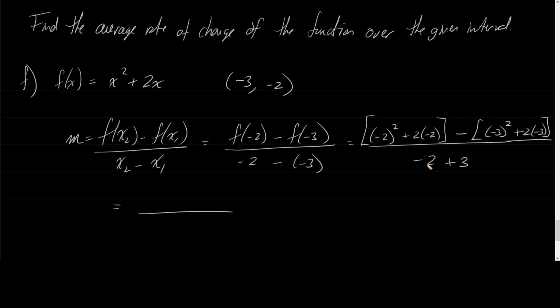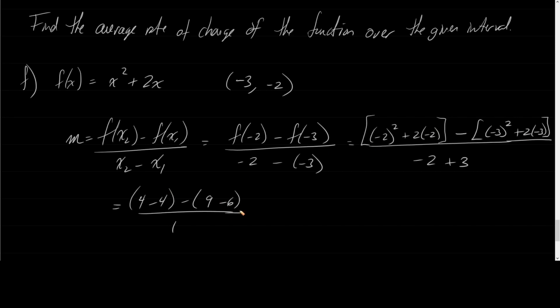On the bottom, what does that give us? Negative 2 plus 3 is just 1. On the top, negative 2 squared is 4. 2 times negative 2 is negative 4. Minus negative 3 squared is positive 9. 2 times negative 3 is negative 6.